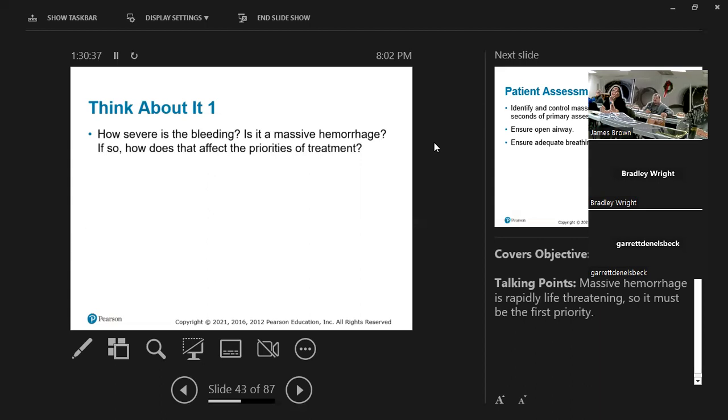Finally, do what you need to do: tourniquet, junctional, wound packing, things like that. And then finally, rapid transport. Get them to the hospital.